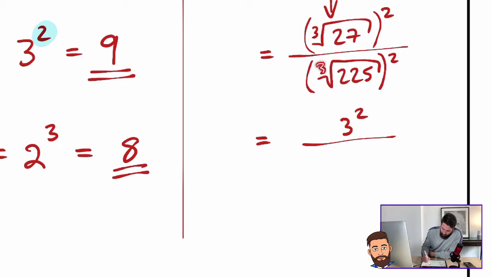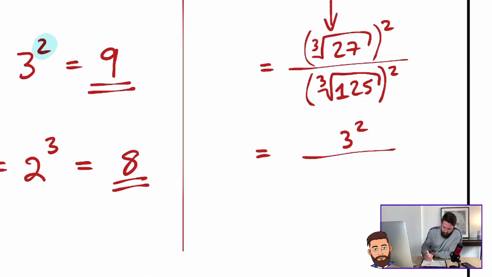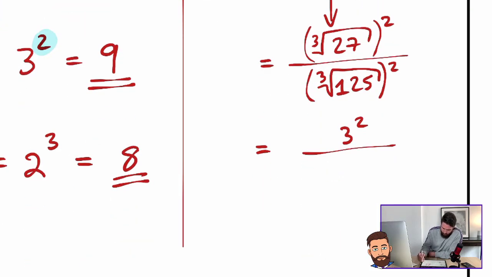And then what do you think the cube root of 225 would be? Again, logic can help us here. The cube root of 225 is going to be 5. Not 2, I apologise. Confused myself there, that should say 125. So we can just change that. The cube root of 125 is 5. So just make sure you change that for yourself. And then we need to square it.